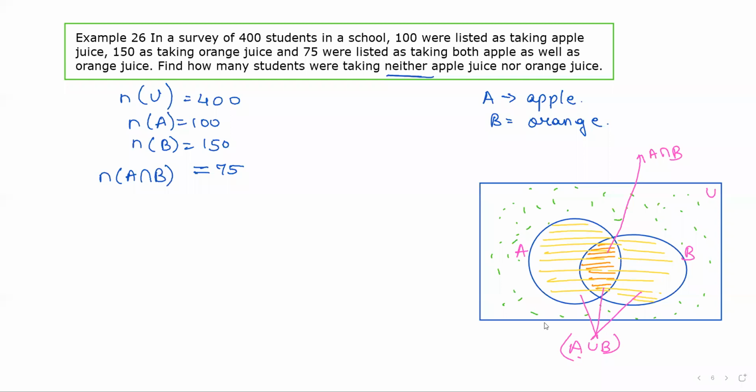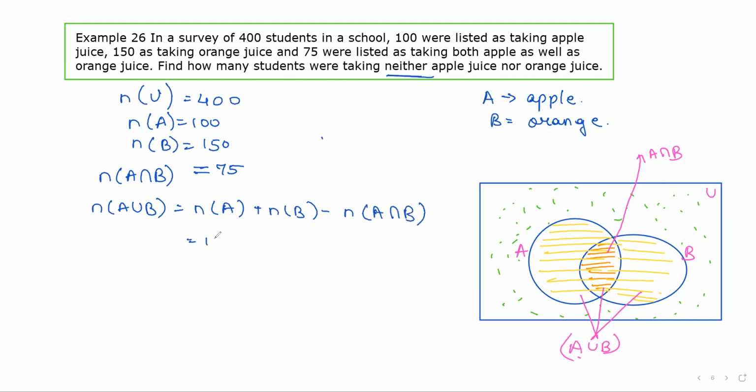So by observation, we can see that to get this green portion, that means students who are consuming neither of the two juices, you first have to calculate A union B, and then subtract A union B from the universal set. If you subtract anything from the universal set, you are calculating A union B complement. Either way, first you have to get the value of A union B. We know the formula for A union B is number of elements in A plus number of elements in B minus number of elements in A intersection B.